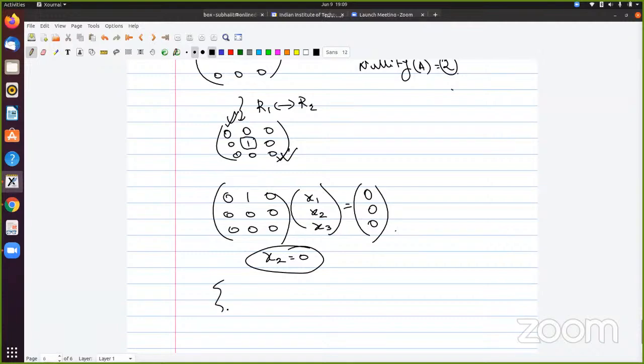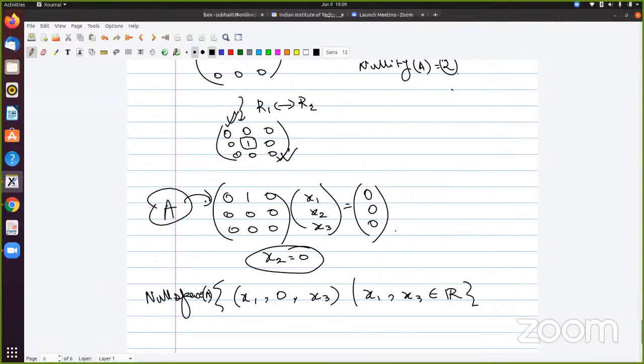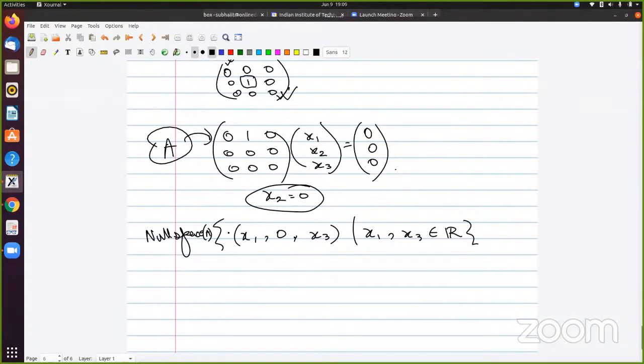So your variables will be x1, this is your 0, x3. x1, x3 can take any real numbers, right? This is your null space, correct? x1, 0, x3. This is your A. So this is your null space, correct? Yes. Is it clear? This is your null space. Okay. Now what is the dimension of the null space?